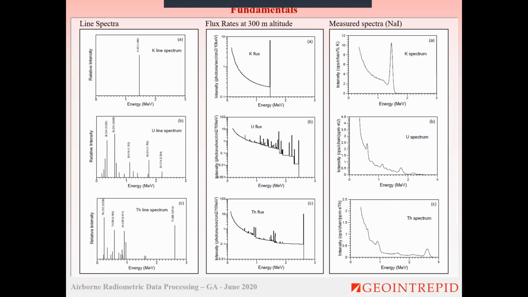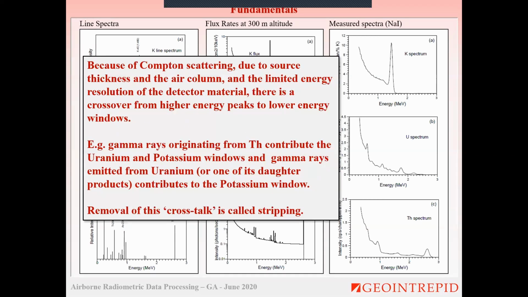There is one problem you have to be aware of. Because of the Compton scattering, the air column thickness and the limited energy resolution of the detector, there is a crossover from higher energy peaks to lower energy peaks. That means that the thorium emission does contribute to the uranium and the potassium windows. The uranium emission also contributes to the potassium window we monitor, and you obviously have to remove that. The removal of this crosstalk, as I call it, is called stripping.